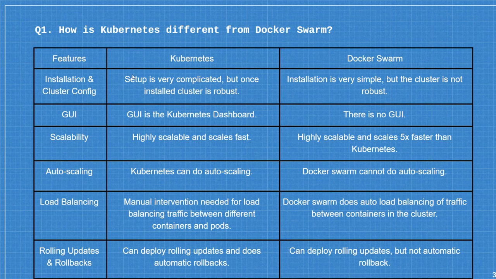As you can see, in Kubernetes setup is very complicated. If you are going to set up your own Kubernetes on-prem, it's very difficult. But in today's time we have AWS, so we don't have to spend much time on that. In contrast, Docker Swarm installation is very easy. A GUI is available there, and there is no GUI available here. Kubernetes is highly scalable, and it scales fast.